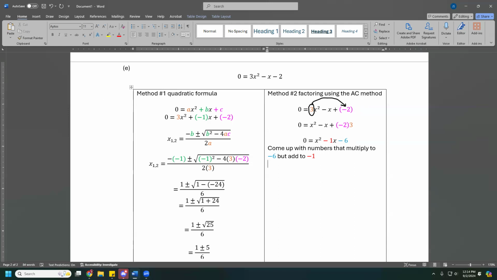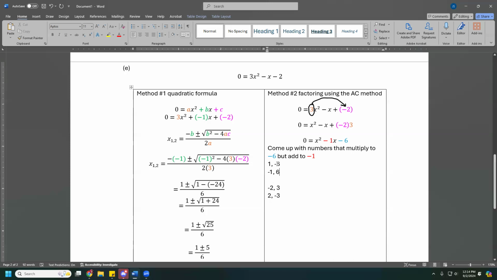So my options are 1 and negative 6. So 1 comma negative 6. Or I could flip the negatives. So I could have negative 1, positive 6. Or I could have -2, +3. Or I could move the negative, so I could have 2 and -3. So this is one set, this is another set, and I believe that's it. That's all I've got that multiplies to negative 6.